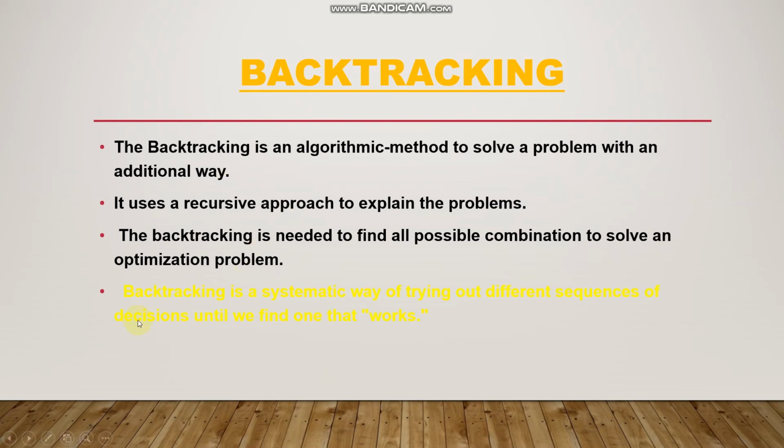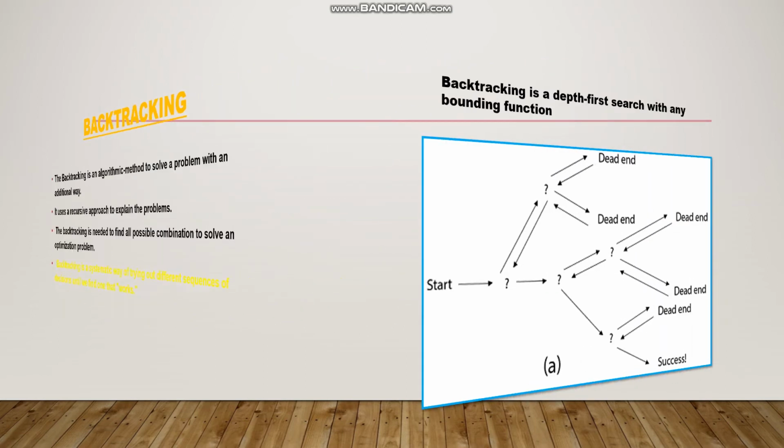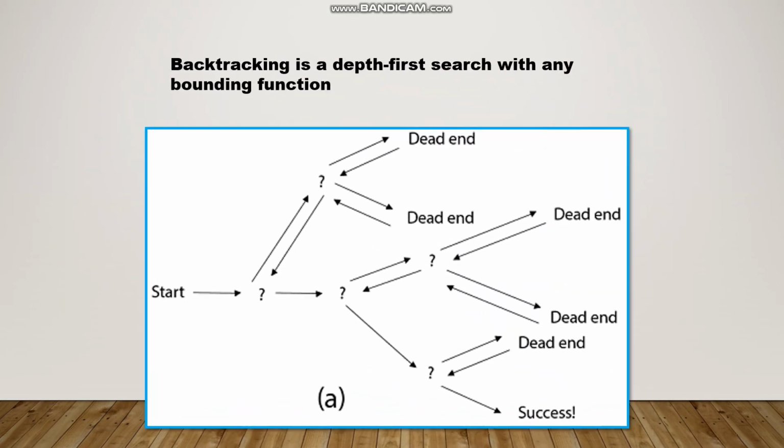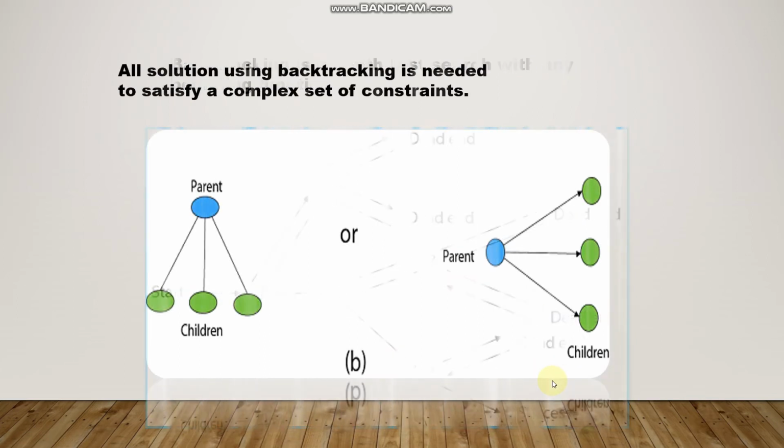Backtracking is a systematic way of trying out different sequences of decisions until we find the one that works. Backtracking is a depth first search that has many bounding functions. What happens is you start from here and move to another point. From that point also you can go anywhere, but you have to find the point where you have no dead ends, and from where you can recursively come back and trace your path once again. That is the point where you can get a success.